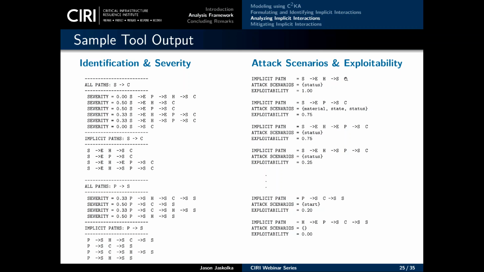And in this case, we're computing the actual attack scenarios. And what this tells us is the precise things that agent S needs to do in order to cause that chain reaction, so to speak. And here, the exploitability is computed as 1. So what this means is that this is a maximally exploitable implicit interaction.